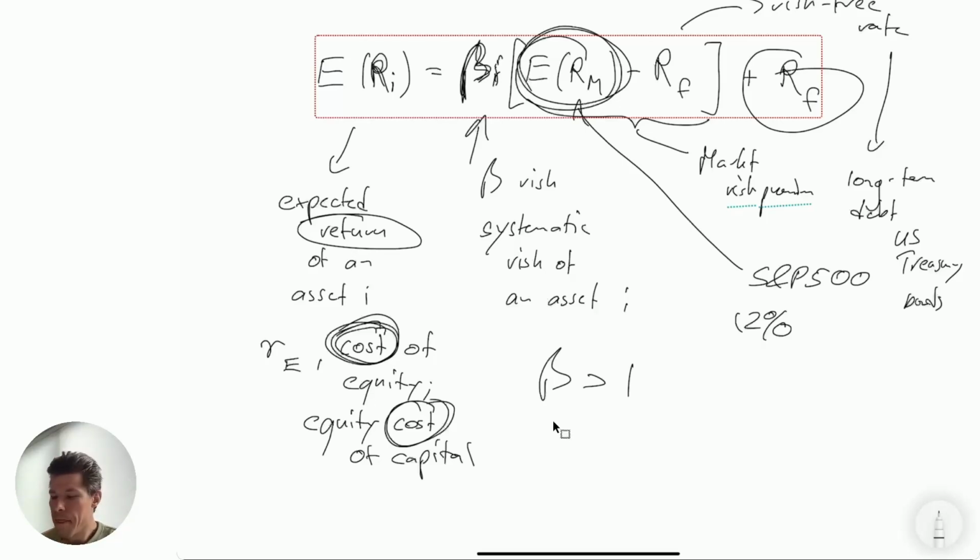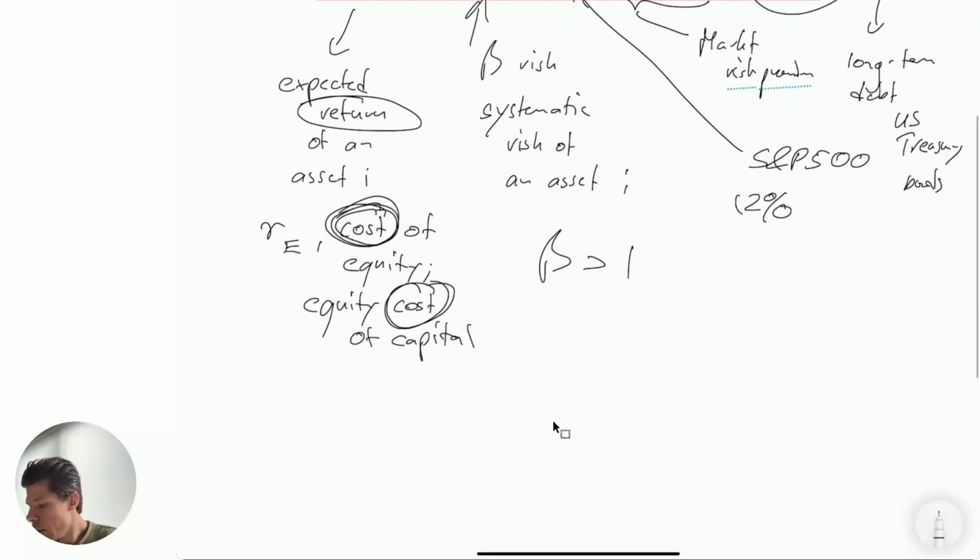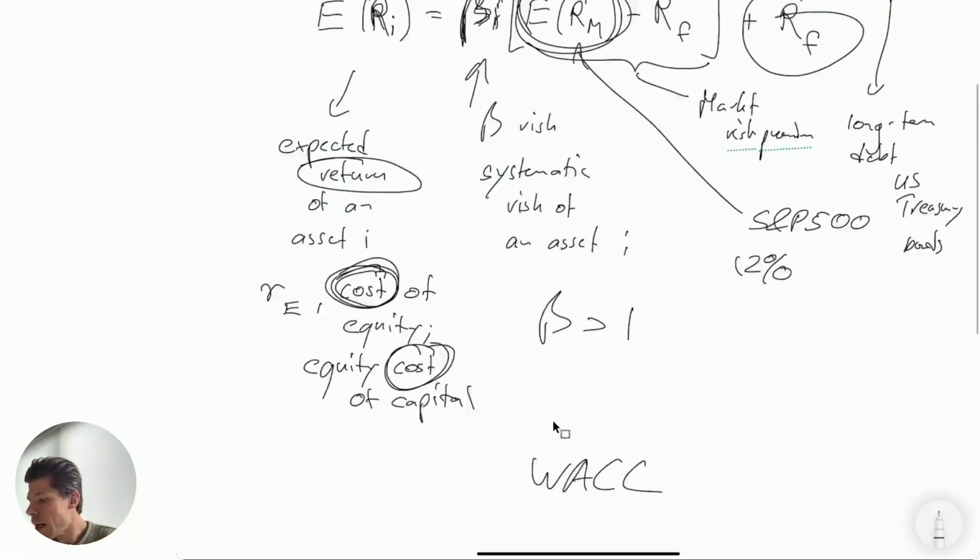We use this as an input for our weighted average cost of capital, which I will explain in another video.